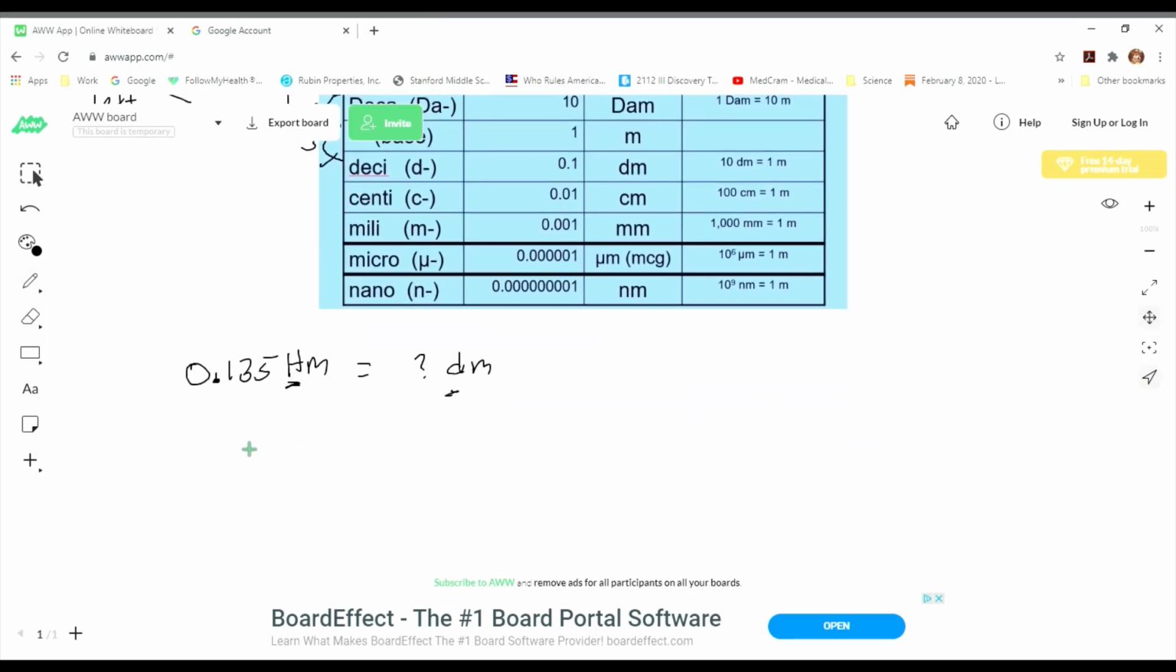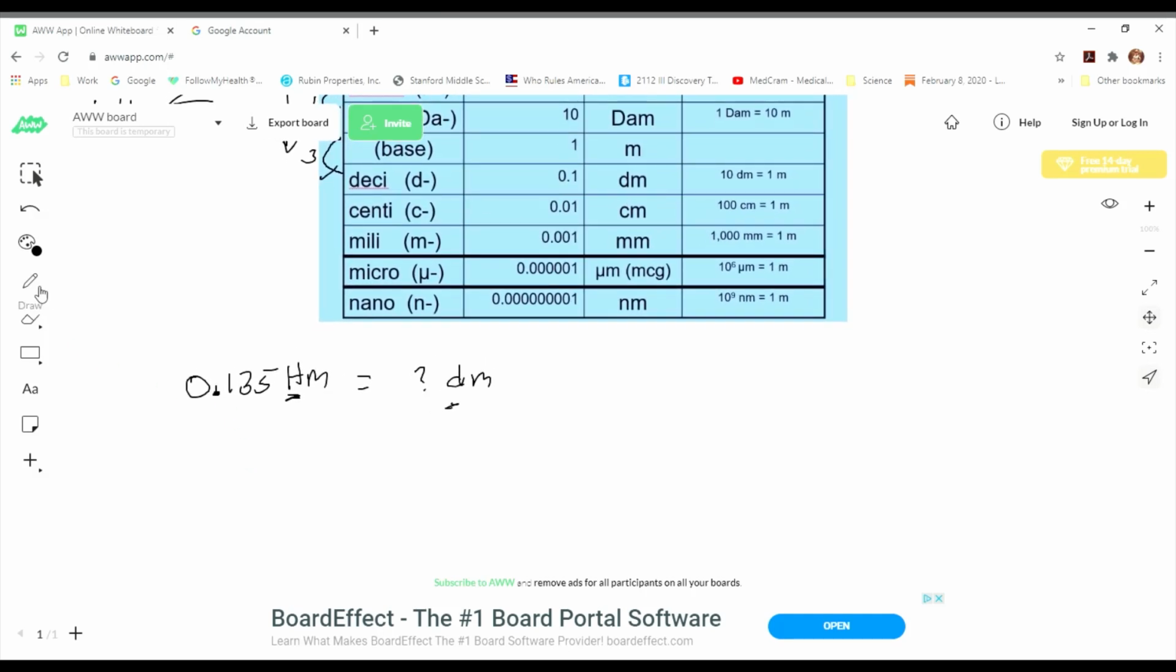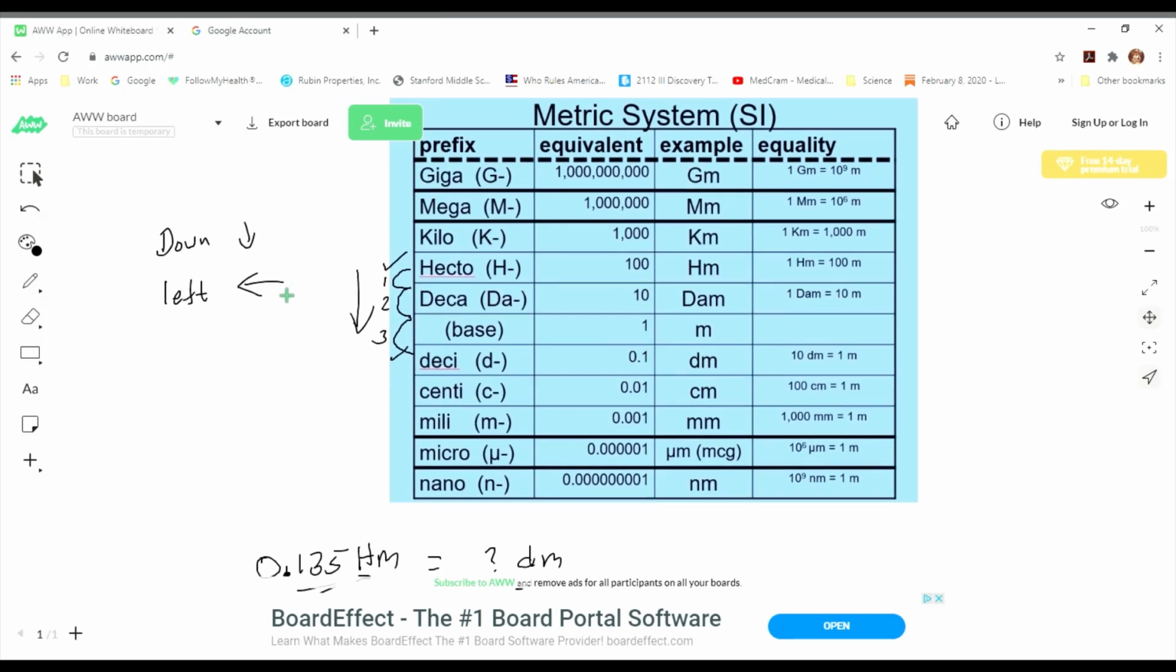So I'm going to take my number, 0.135. I rewrite this number just like I had it, and I'm going to move. Oh, actually, you know what? My bad. Since we're moving down the chart, we have to move to the right. So I'm going to go back here and fix that. When you move it down, you have to move it to the right.